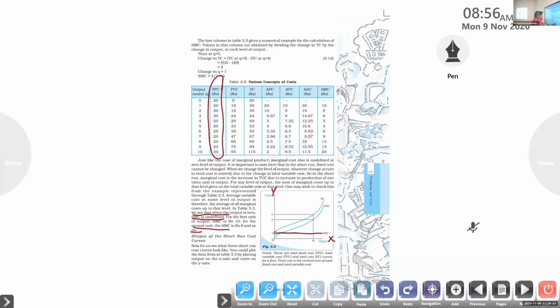So what is that? It's a straight line. The horizontal axis, you can see that x-axis, that's a horizontal one, and here it is cutting the y-axis, that is called C1. The value is C1 here. So the TFC line is C1 here.